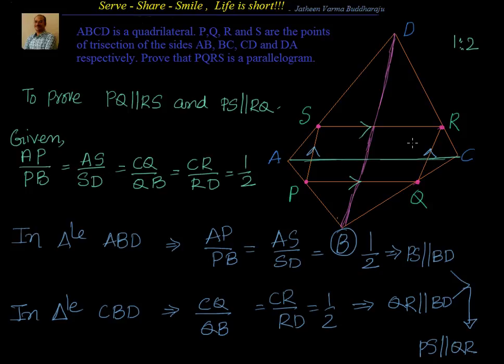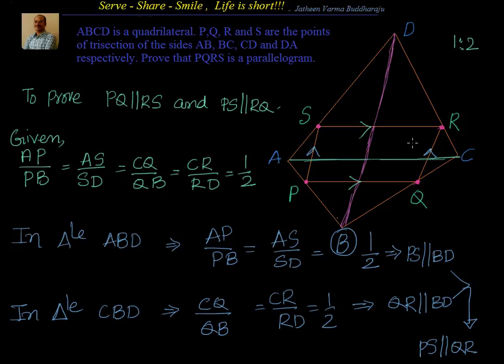So let's try to summarize this. We have been given ABCD is a quadrilateral, PQRS are the points of trisection of the sides AB, BC, CD, DA respectively. We have to prove that PQRS is a parallelogram. So let's first try to understand what we have been given. We have been given that AP by PB equal to AS by SD equal to CQ by QB equal to CR by RD equal to 1 by 2. Actually we can take it as 1:2 or 2:1. Only if you take it 2:1, the parallelogram will be a little bit bigger in size. 1:2 will be small in size.